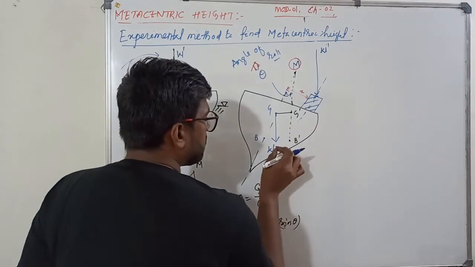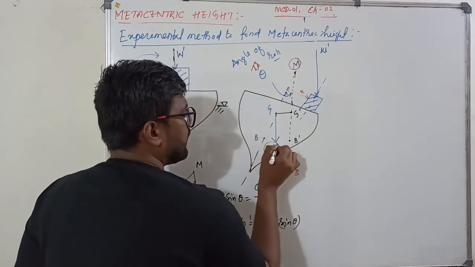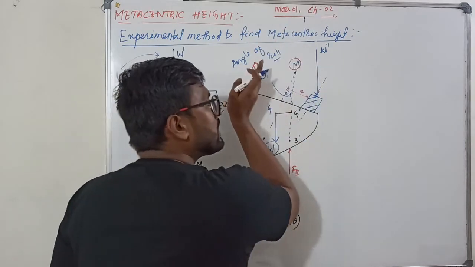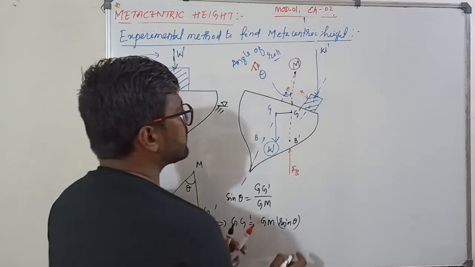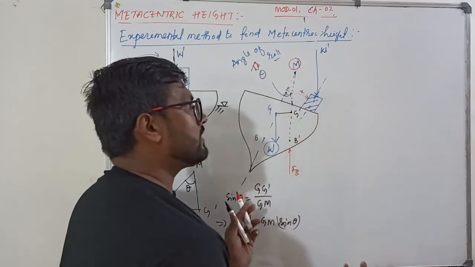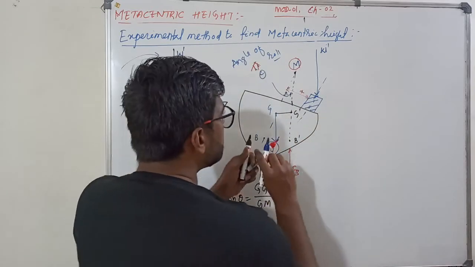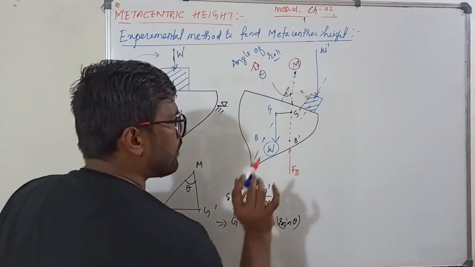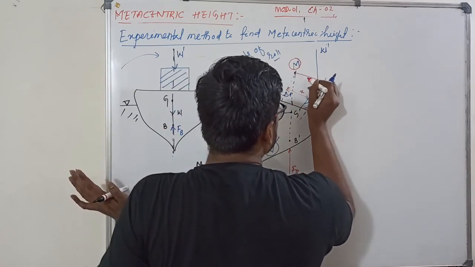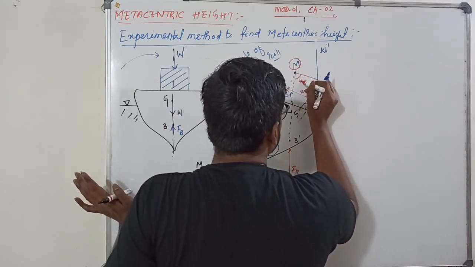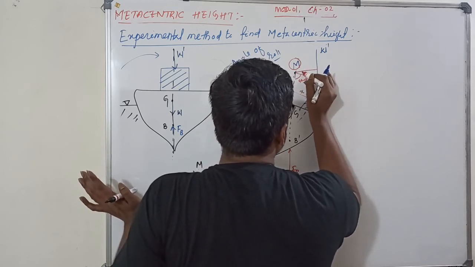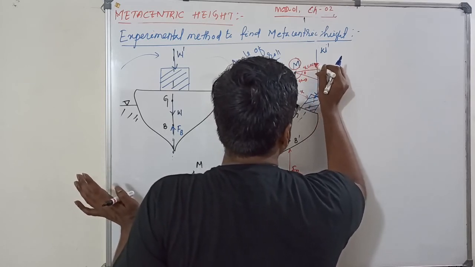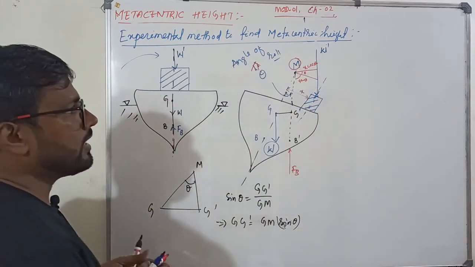So I have W, which is the weight of the ship acting on the centroid G, and W dash is the weight which I have kept, which has shifted at some distance of x. Now, what is this angle? The angle is theta only. If I take the component, this is theta, this is your x. This is theta, what is this? 90 minus theta. If this is 90 minus theta, what is this angle? Theta. So this is x cos theta.